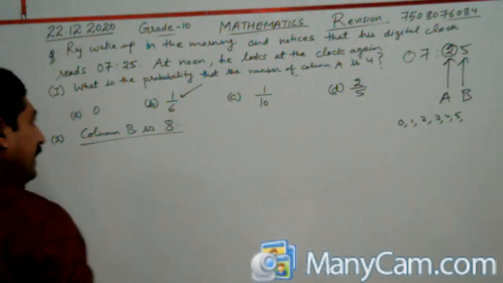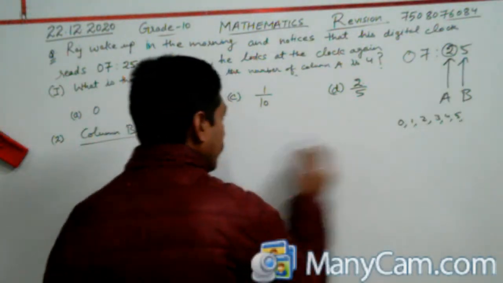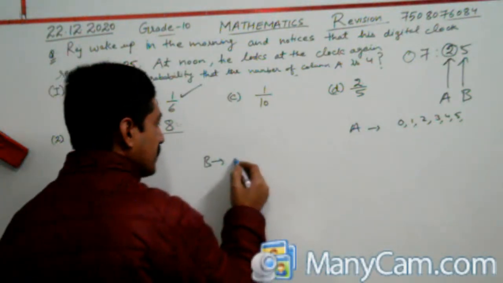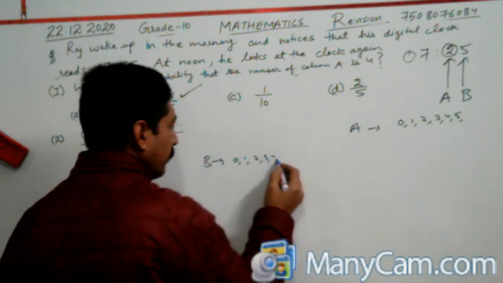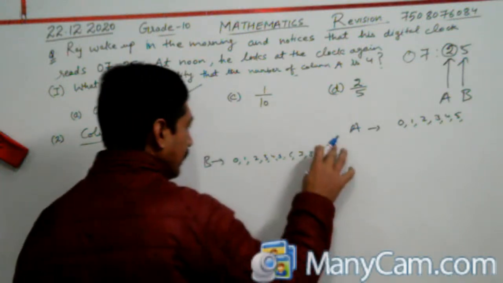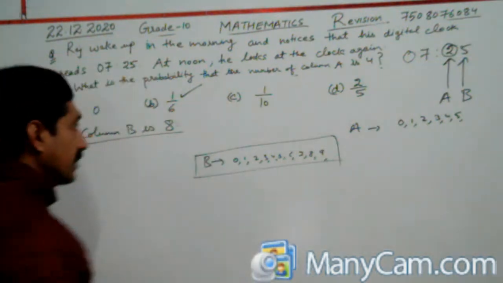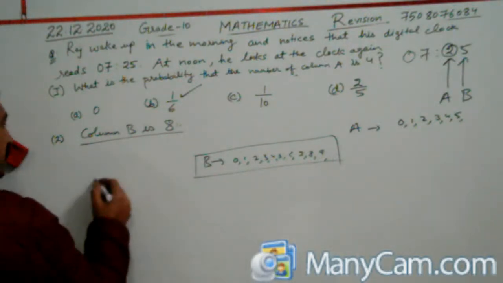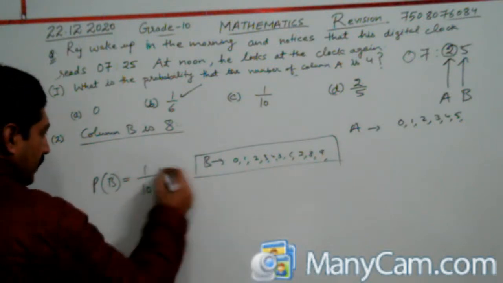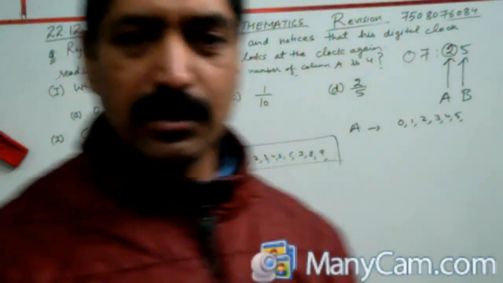Same for column B. For B, 0 is coming. This is the sample space for A. For B, the sample space is 0, 1 can come, 2, 3, 4, 5, 6, 7, 8, 9. In total these numbers are coming, and these are 10 numbers, right? So in case of B, the probability of the event that B is equal to 1 is 1 by 10. So in this way we can solve the question.